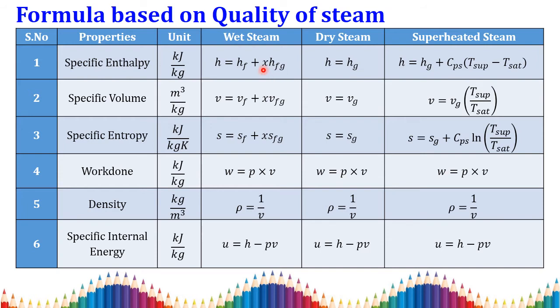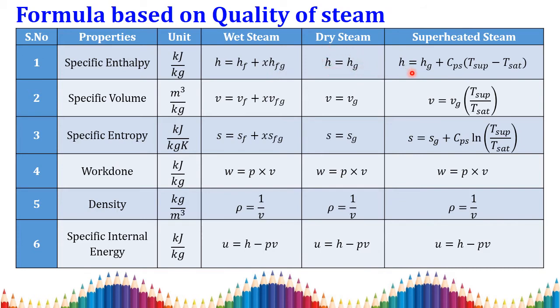What is meant by dryness fraction? It is the mass of vapor present in the total amount of the steam, that is, x equals mg by mf plus mg. For dry steam, as I already told, x equals 1. Substituting x equal to 1, it becomes hfg. Hfg can be written as hg minus hf, so plus hf and minus hf get cancelled, and the term will be h equals hg here.